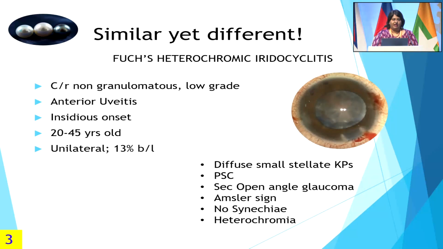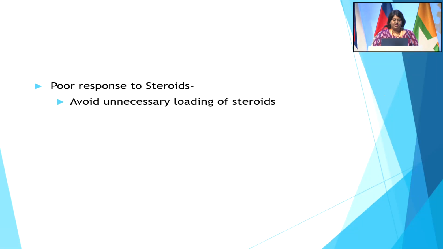Amsler sign we might have heard about, which is the trickling of blood from the angle when you do gonioscopy, or when you decompress the eye during cataract surgery. It is characterized by no synechia, no posterior synechia or peripheral anterior synechia formation. Heterochromia is there. This is the Amsler sign. They are different because there is poor response to steroids. So you don't have to load the patient with unnecessary steroids to produce a steroid response.